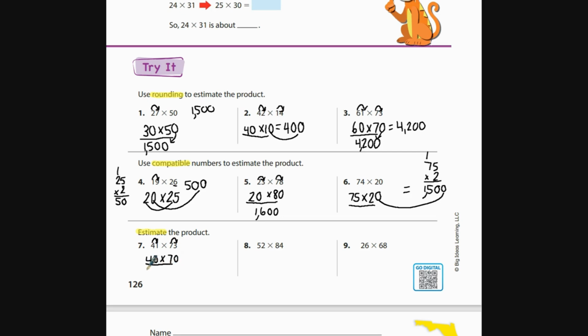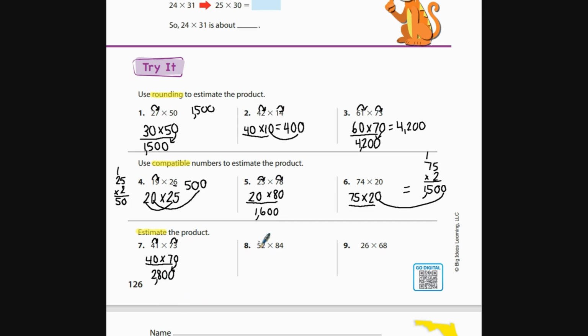And now it's easy peasy lemon squeezy. All we have to do now is just multiply our basic fact. 40 times 7 is, right, 4 times 7 is 28. So if I add that 0 here, then I get 280. But that's not my answer, right? I got to remember to put that 0 at the end. So my estimate product is 2,800.